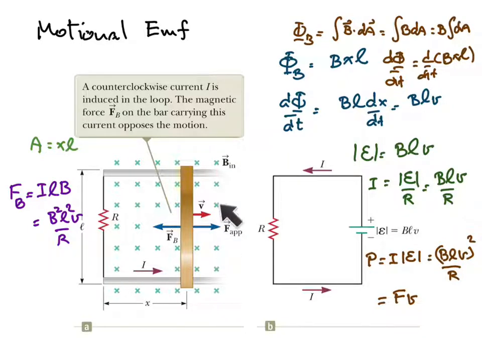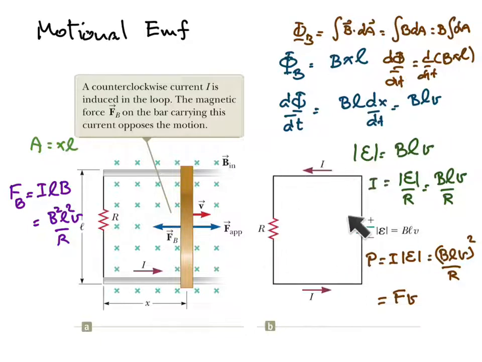The situation can be described as when this side of the loop moves, we connect a battery or source into the circuit, and the voltage difference of the source is equal to the magnitude of the EMF, which is equal to BLv.